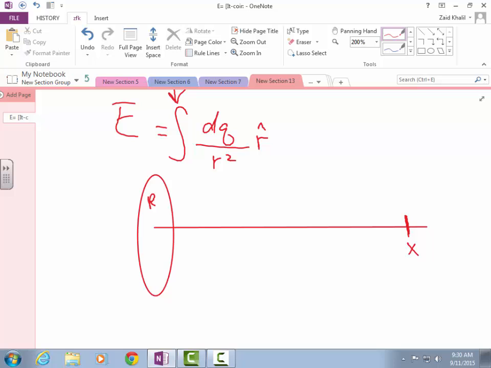So if I were to ask you, I take some element there. In other words, this charge is smeared over this ring. And so I take some tiny dq here. And the question is, let's suppose it's positive. Where is the direction of the electric field at point x from dq?